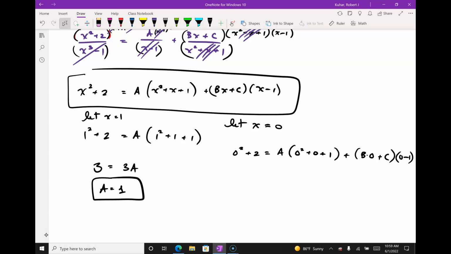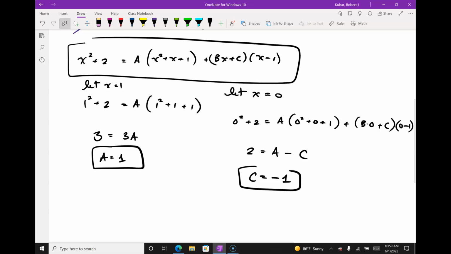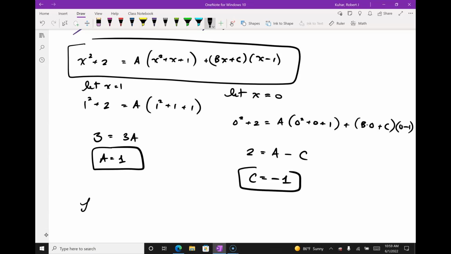So I'm just trying to be as precise as I can, trying to stay organized. Don't save paper, right? Nice and neat, double checking yourself. So C is, because I know A already, right? A is 1. So C must be negative 1. For the last one, anything is fine. 7 is fine. It doesn't matter. But you've got to pick something because I still have to find B, right? So let x equal 2.